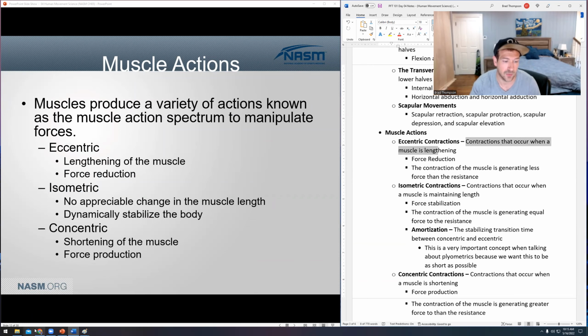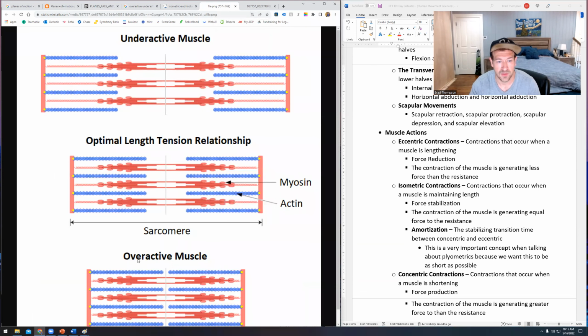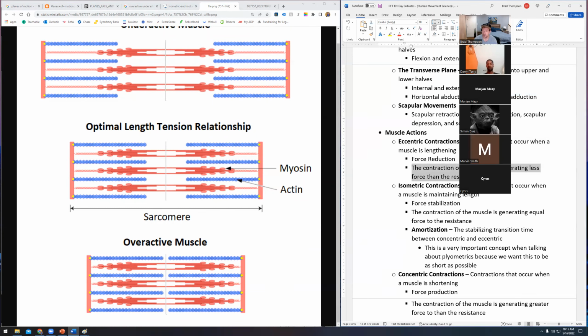So let's go back to looking at what's happening in the cells, right? So up here at the top, if I go from here where they're all contracted, and then I go to here where they're all lengthened, okay? I pull the fibers apart. The troponin and tropomyosin start blocking the binding sites. Everything goes back into place. That's eccentric. So force reduction. The muscle is generating less force than a resistance. You know, if I got a 5-pound dumbbell and I curl it, right? I produced force, that's concentric. And when I relax the muscle, that's eccentric. So I've got 5 pounds in my hand, I generate 4 pounds of force.